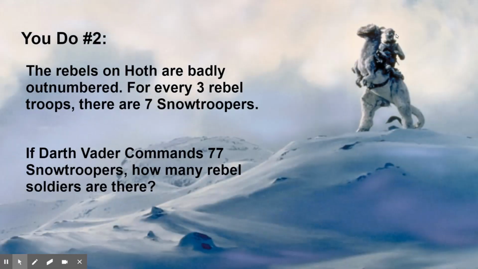So our second one, you can use any method of finding equivalent ratios that you would like. The rebels on Hoth are badly outnumbered. For every 3 rebel troops, there are 7 snowtroopers. If Darth Vader commands 77 snowtroopers, how many rebel soldiers are there? Pause the video, take a moment to think about it. Remember, you can use a ratio table or just multiplying or dividing, whatever you need to do. But give it a shot. Pause the video.